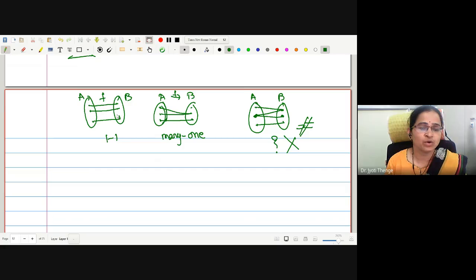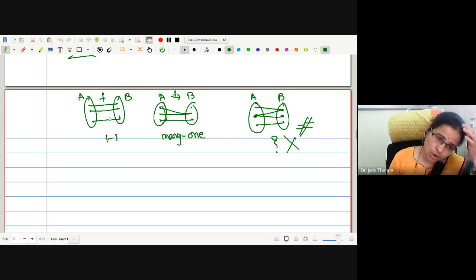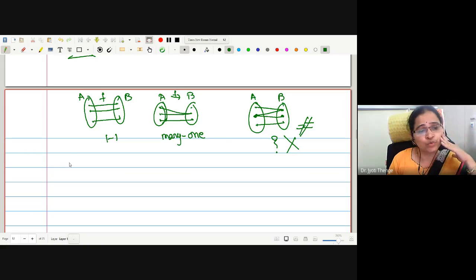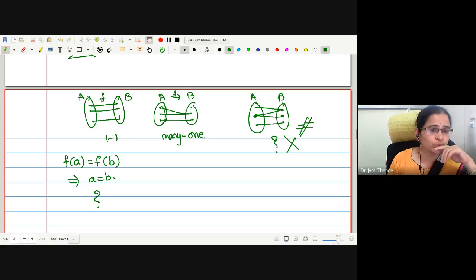Now we will find out what one-one is. One-one means for every element in the domain, there is a unique element in the codomain. But while proving, if I want to prove the function is one-one, you prove f(a) equals f(b) implies a equals b. Can anyone answer me by proving this? How can you come to know that this is one-one?